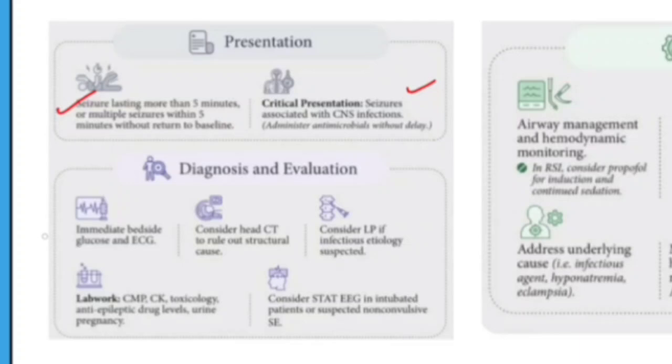Next, how will you diagnose? An immediate bedside glucose and ECG is very important. Consider a CT to rule out the structural cause, the third cause which I have said, and consider LP if an infectious etiology is suspected. Lab work must contain toxicology, AED levels, CMP, and CK levels, and a urine pregnancy test must be done in these patients. That should be borne in mind always. If it is a reproductive age female, a urine pregnancy test should be done.